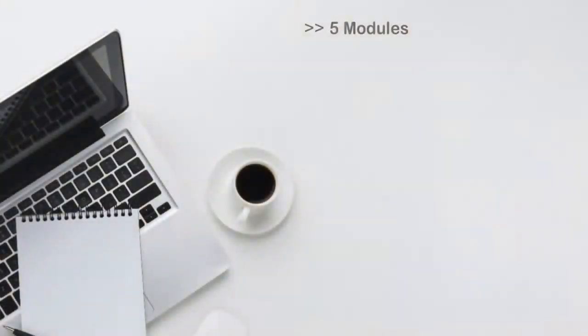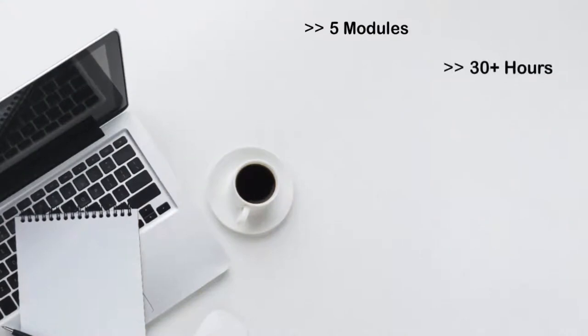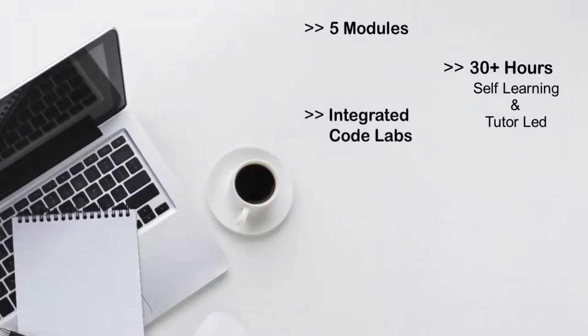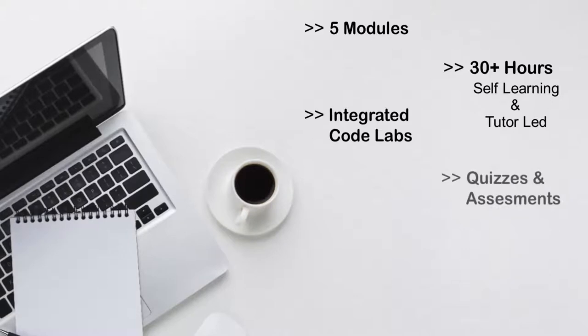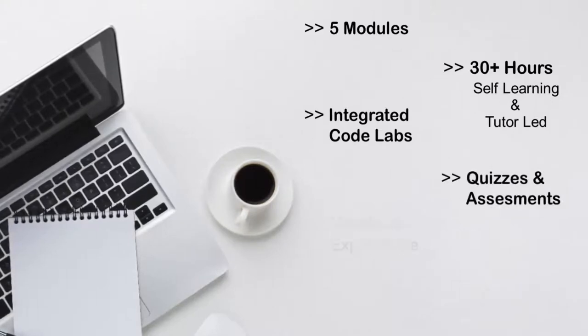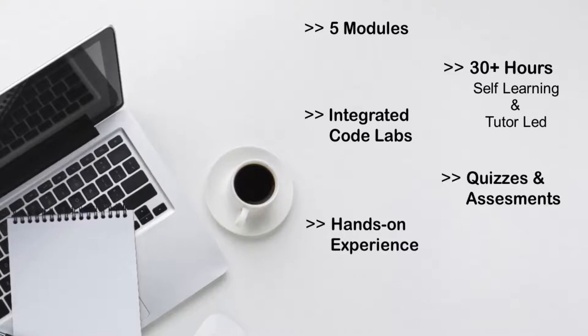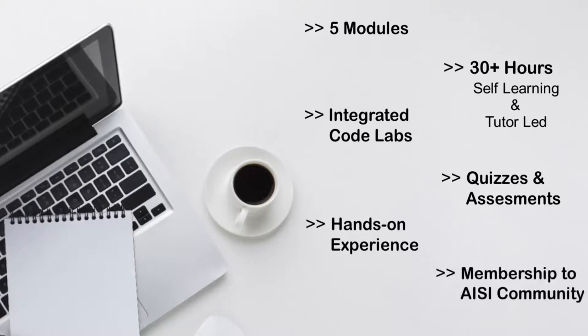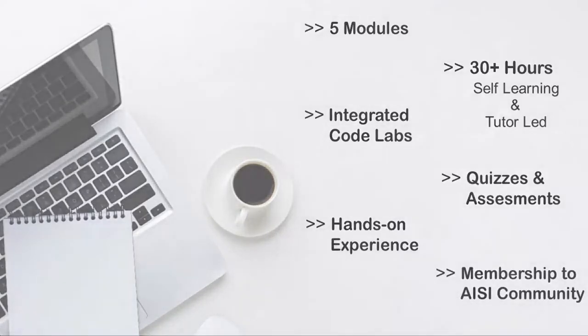So, what is the course like? This course is divided into 5 modules, with 30 plus hours of self-learning and tutor-led content. Students can practice coding with the integrated code labs. Students also go through quick built-in check-ins like quizzes and assessments for evaluating their understanding. Students gain hands-on experience by building projects like games and applications after every milestone during the course. They also gain lifelong membership to the AISI community.